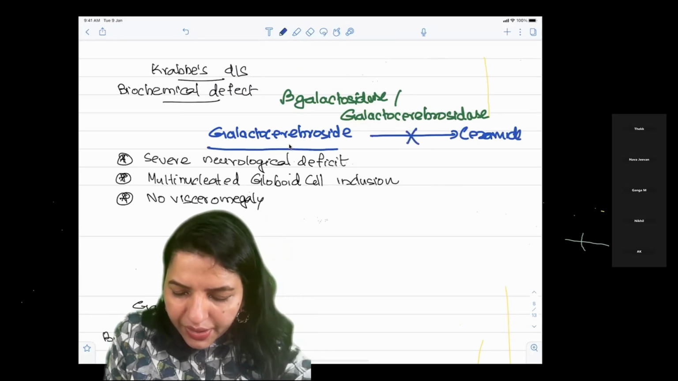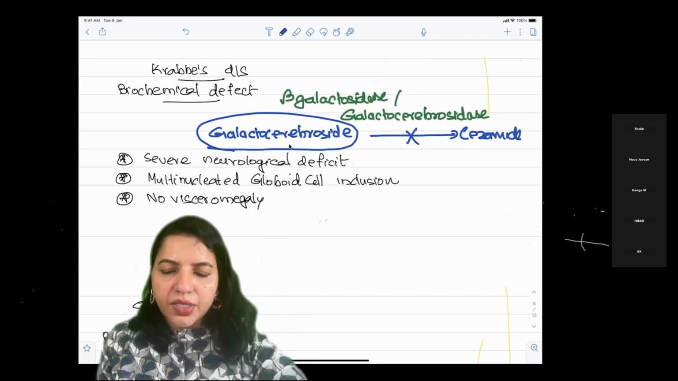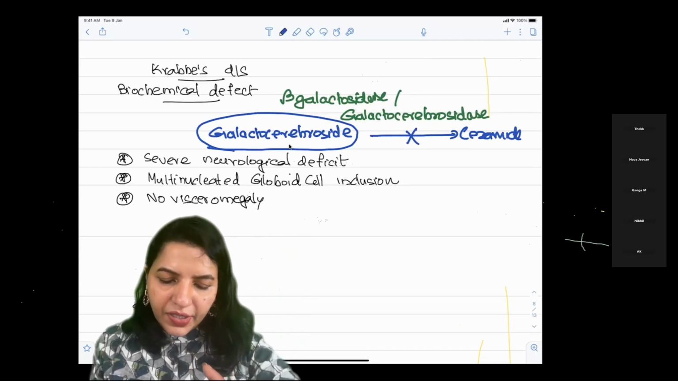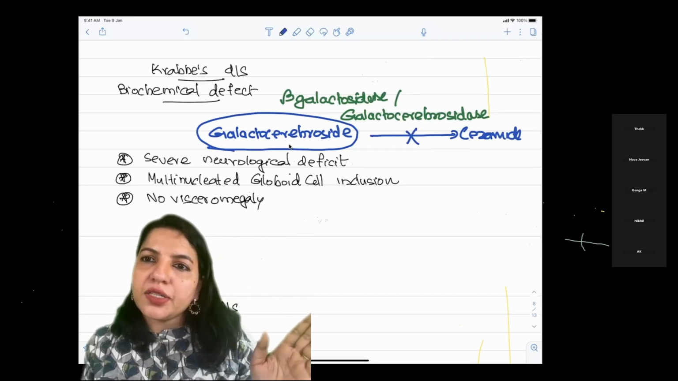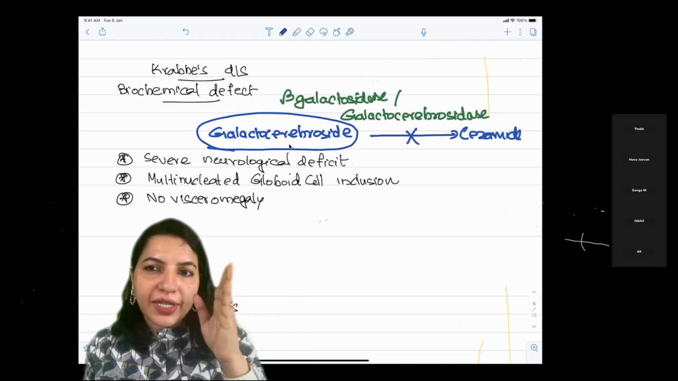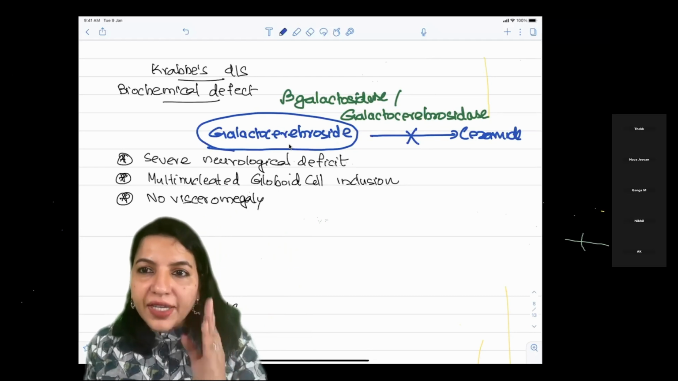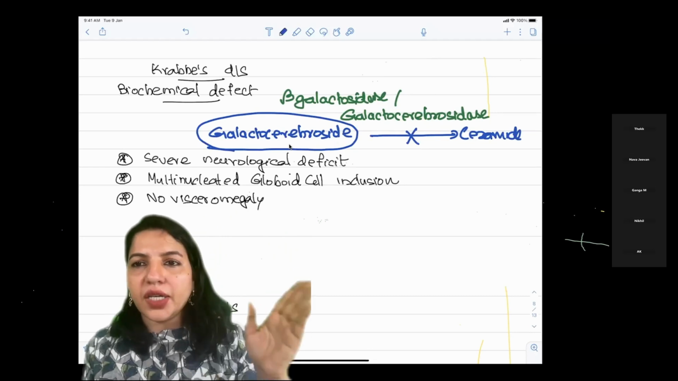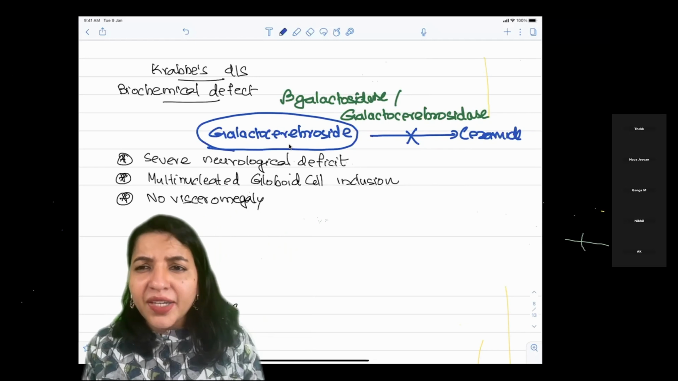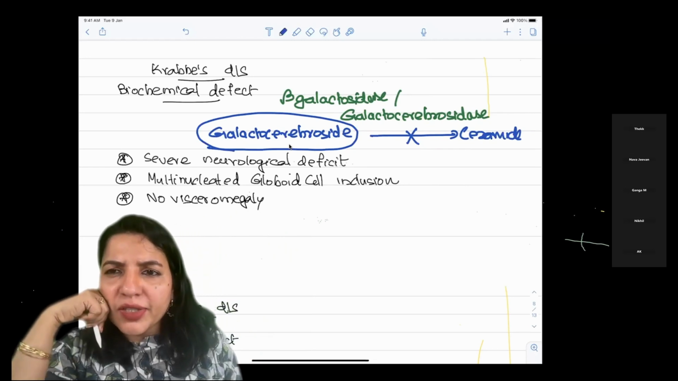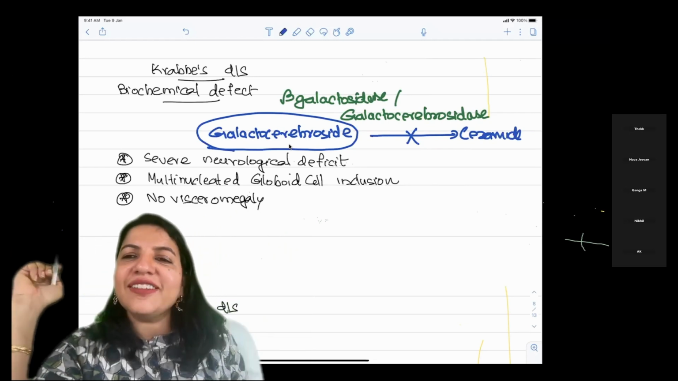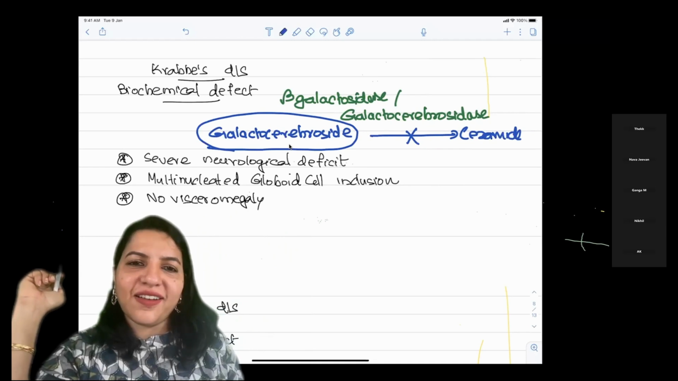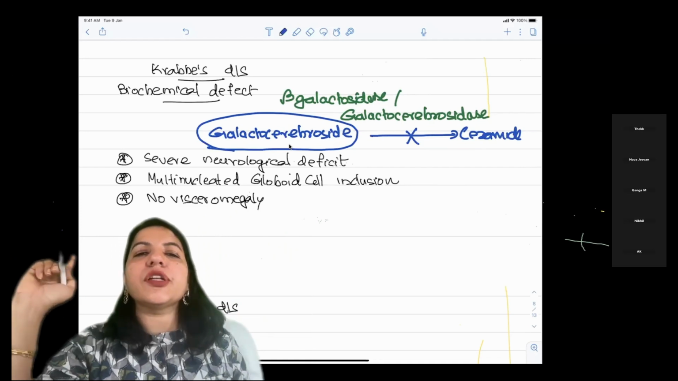So here what is accumulating is galactocerebroside. That is why it is removing a galactose residue, hence it is called galactosidase. But actually speaking, the correct name is not galactosidase, it is galactocerebrosidase. Now, where is galactocerebroside present, neural or extraneural? Neural, very good.